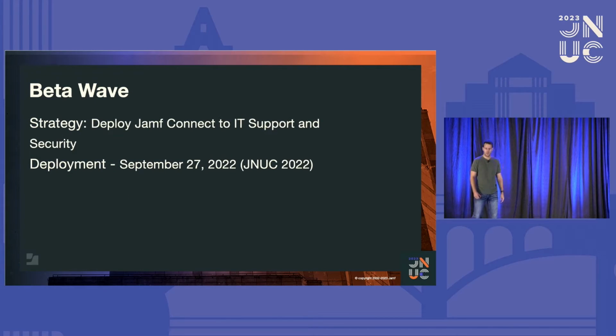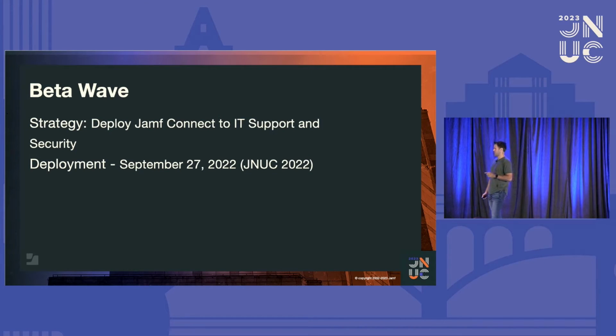So let's talk about the beta wave. This was our first wave. Users in this wave were IT support and security. That's right, we dog food. So the strategy here was to deploy profiles to all devices in the wave. Feedback and issues would be posted in our Slack channel. And of course, the date of the release was conveniently the same time as JNUC. That's right, I was at JNUC when they decided to roll out this process. Great timing, right? If you saw me, I was either trying to get free swag or at the Jamf help bar getting support for my Jamf Connect rollout.